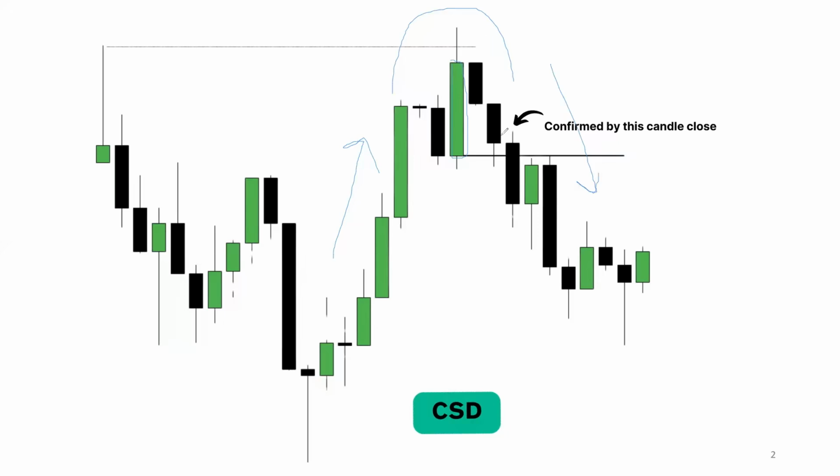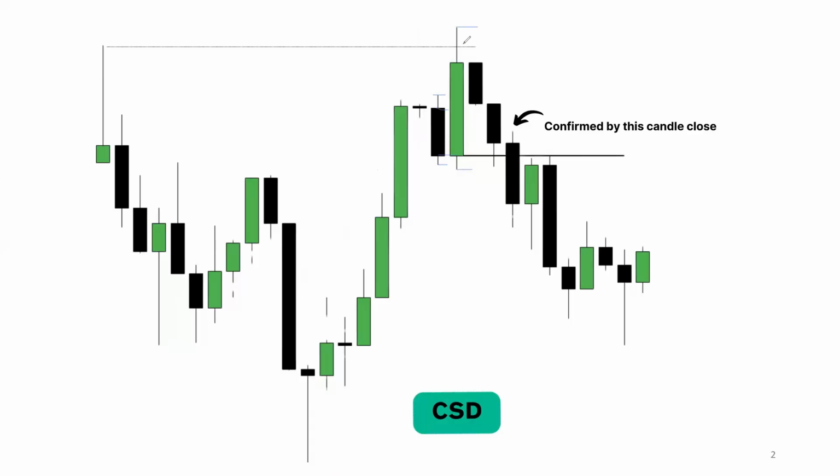Now we can see that there is a close below the open of this candle. Let me go slowly for the new traders. For this bullish candle, this is the high, this is the low, this is the open, and here is the close. For a bearish candle, here would be the high, the low, here will be the open, and this will be the close. I hope we get that.